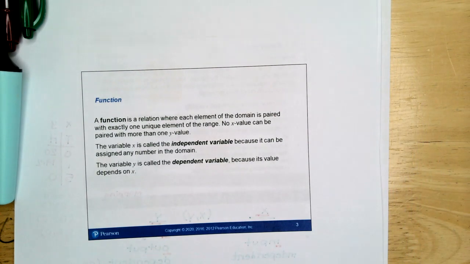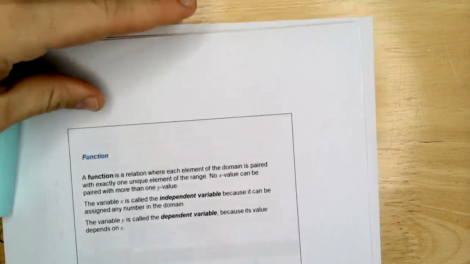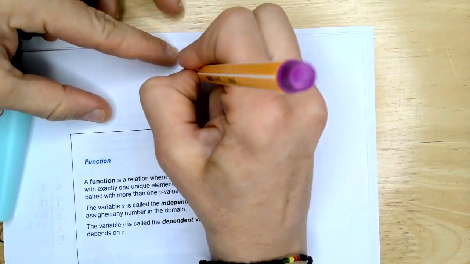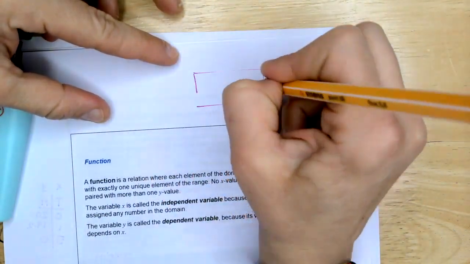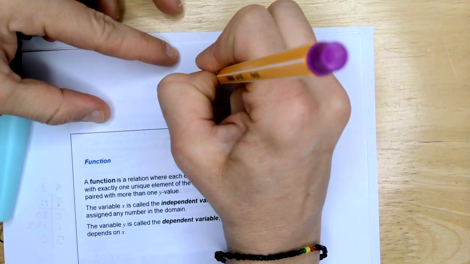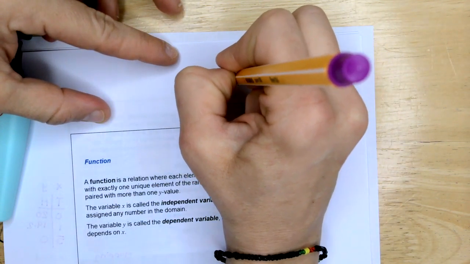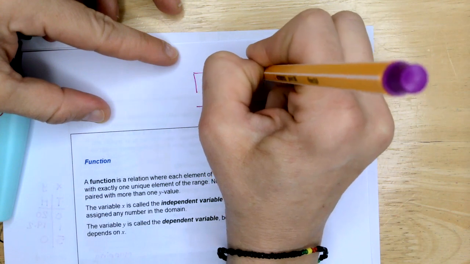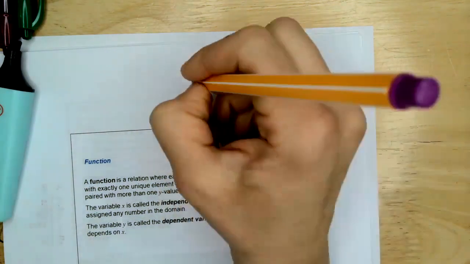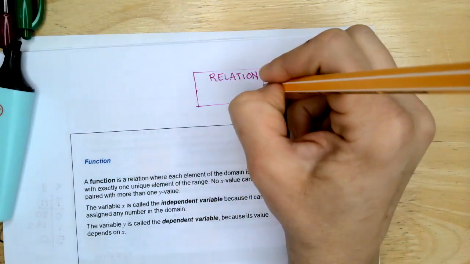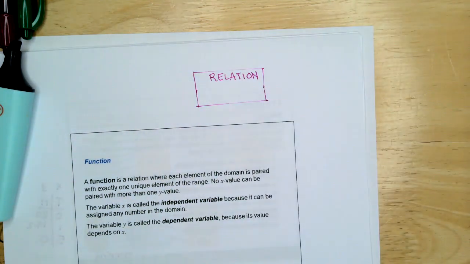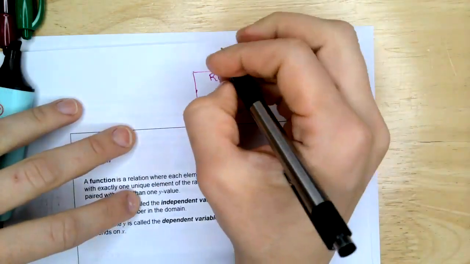A function is a relation where each element of the domain is paired with only one unique element of the range. So here, just to get a visual on it, we just talked about relations, right? Everything in this box is a relation. It's a relationship. They have something in common. From X, I can find a Y, okay? Within all relations are functions.